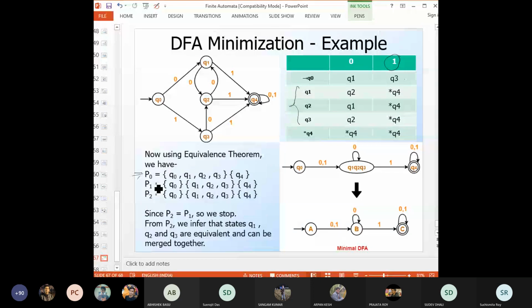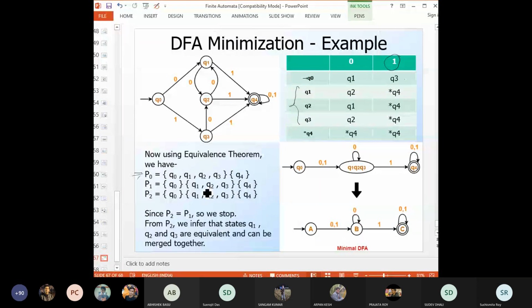So in the next iteration, that is P1, we find Q0 has been separated out, and Q1, Q2 and Q3 continue to be in the same partition, and Q4 of course has always been in a separate partition. Now the partitions Q0 and Q4 cannot be further disintegrated, so there's no point in checking them. Now we have to check Q1, Q2 and Q3.